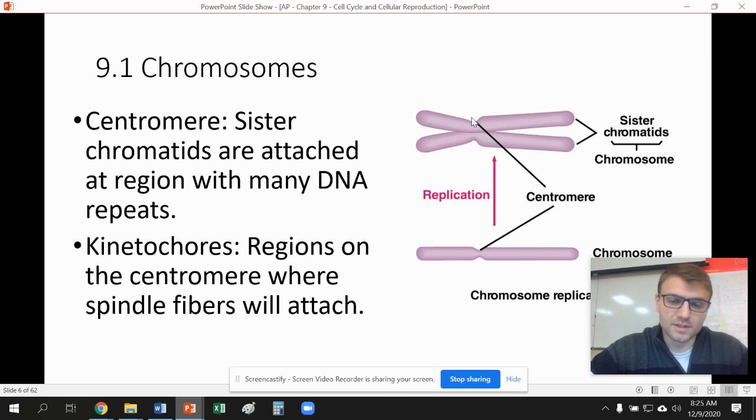It's only sister chromatids. The kinetochore is the actual region that the spindle fibers are going to attach to. We're going to see that later on when we talk about mitosis. So we'll come back to the kinetochores here. But just understand this is the middle of the chromosome where the division is going to take place.